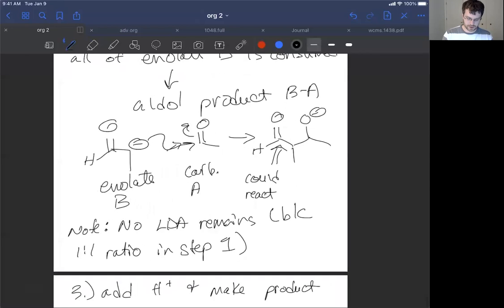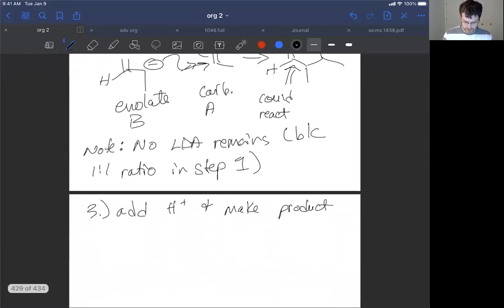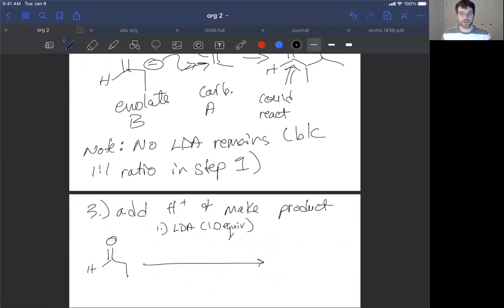Okay, so what does this look like from a chemical reaction standpoint? What we're going to do is I'm going to write the reaction this way. In step 1, I'm going to add LDA, but I'm going to add 1 molar equivalent. That is, for every mole of starting material that I add, I make sure to do the calculation, figure out how much LDA I need, and add the same molar amount of LDA.